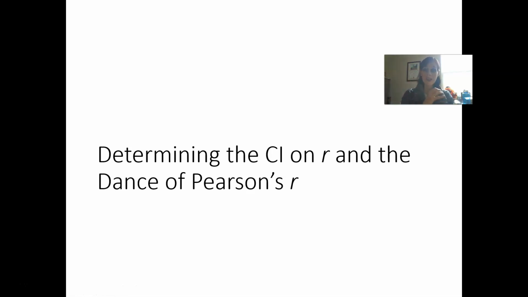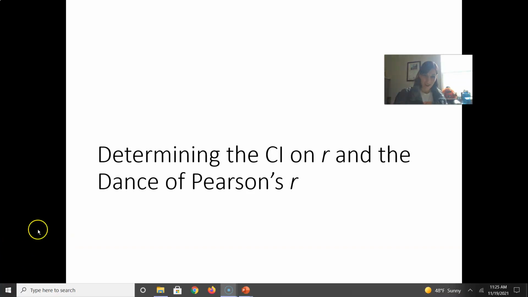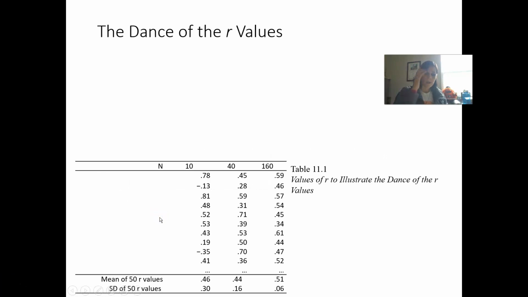No matter what type of inferential statistic we're talking about, whether it is an ANOVA test, whether it is a confidence interval or a t-test or Cohen's d, we need to actually determine a confidence interval. So we're going to start by talking about the confidence interval on r and the dance of Pearson's r. All right, so this actually comes from table 11.1 in your book.